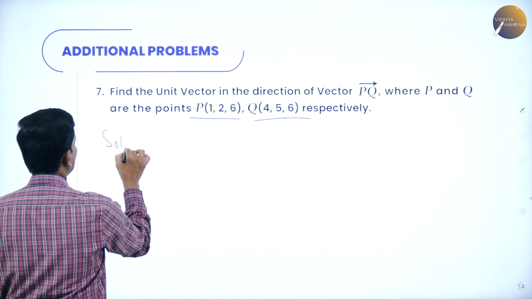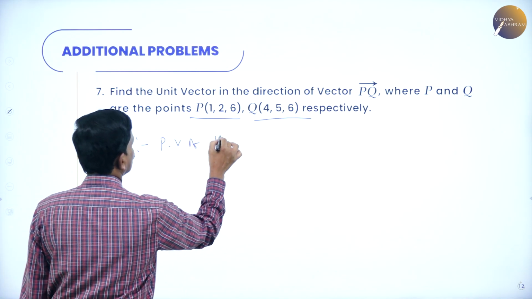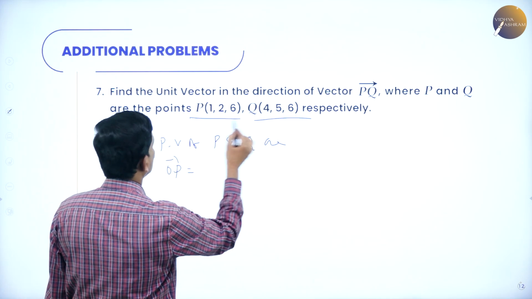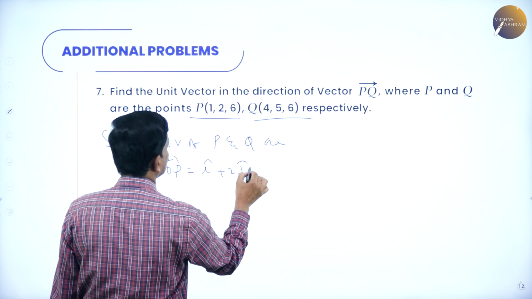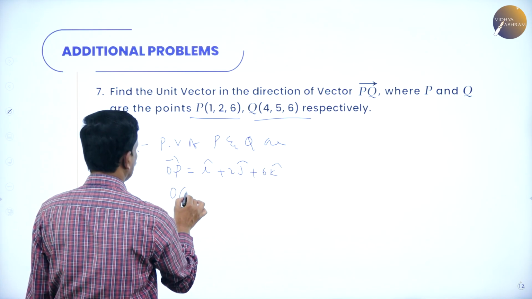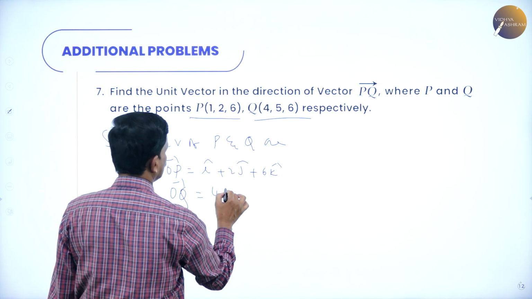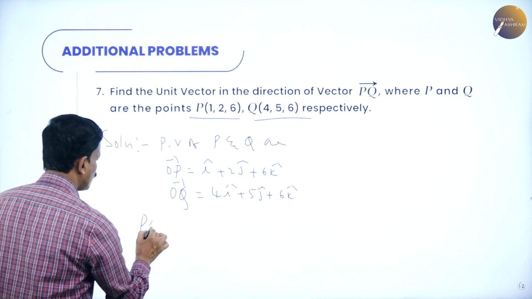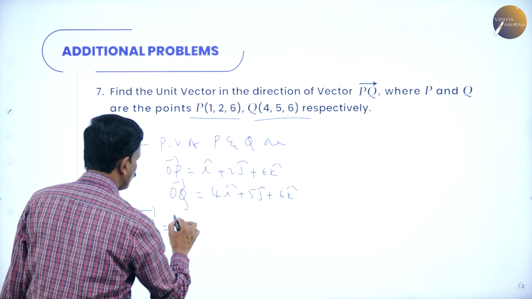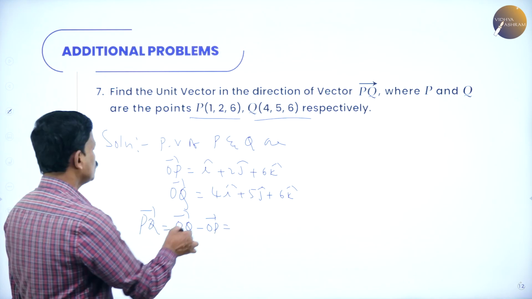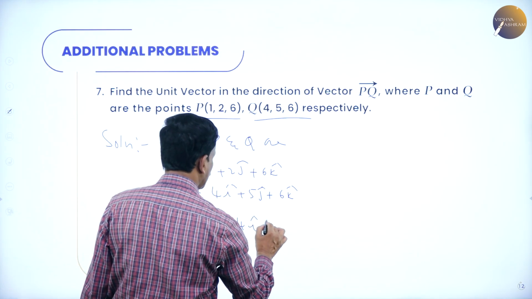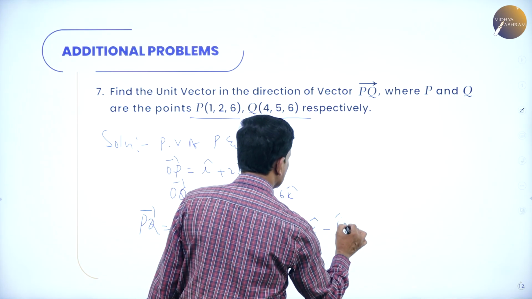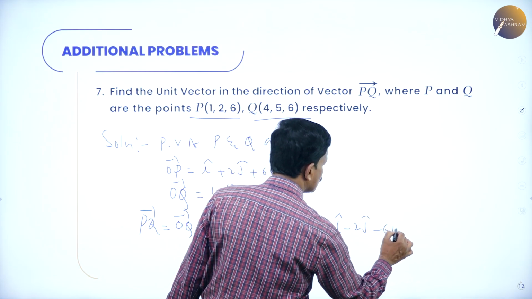So the position vectors of P and Q are vector OP = i + 2j + 6k and vector OQ = 4i + 5j + 6k cap. Now what is required to find is vector PQ, which is equal to vector OQ minus vector OP. Just subtract this: 4i + 5j + 6k minus i minus 2j minus 6k cap.